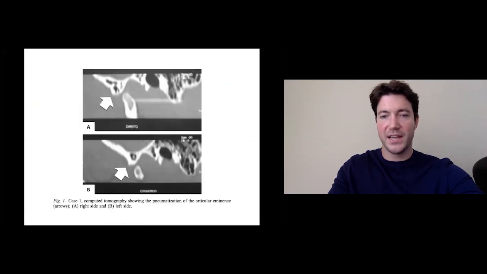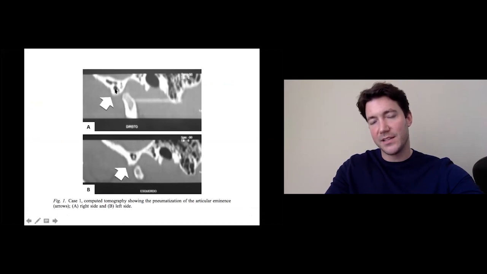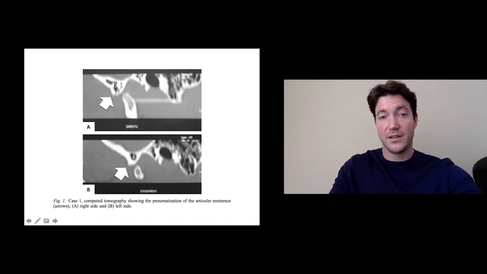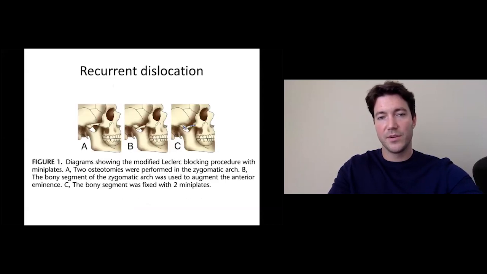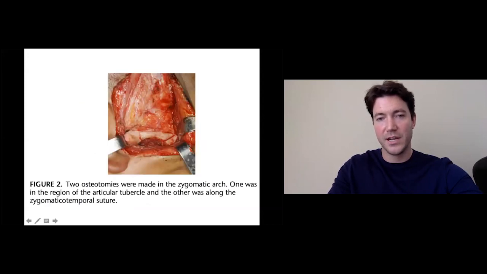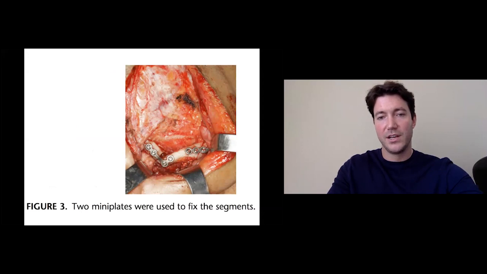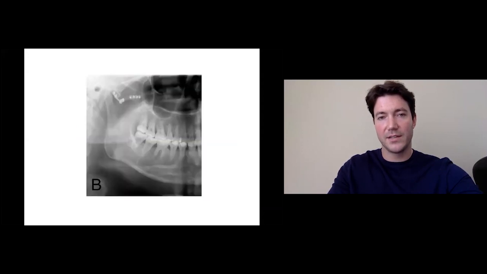This is just an interesting case where the patient had recurrent dislocation, did a CT scan, and you realize that it's pneumatized in this area of the articular eminence. And so you don't want to do an eminoplasty and shave that down because then you can expose the cranial fossa, and that's not good. So what you can do is a modified LeClerc procedure where you actually fracture the zygomatic arch down, or you can cut it precisely and use plates and screws to create a new eminence that blocks that dislocation. So very cool surgery, and you can create that blockage so that they don't chronically dislocate. And there it is, the post-op.